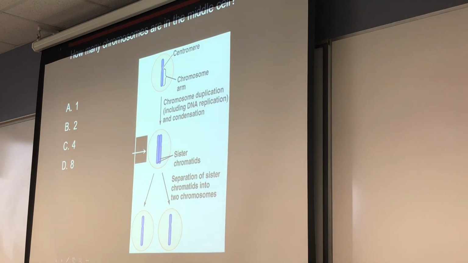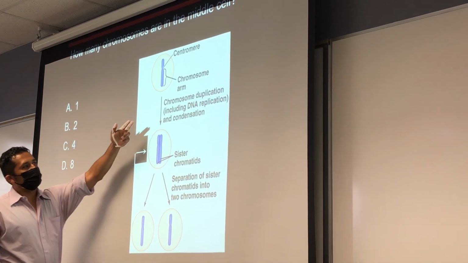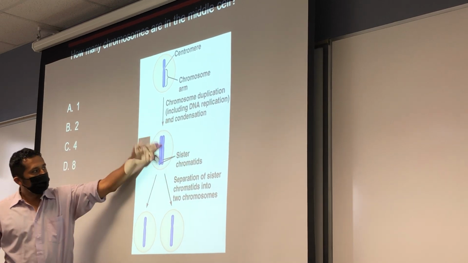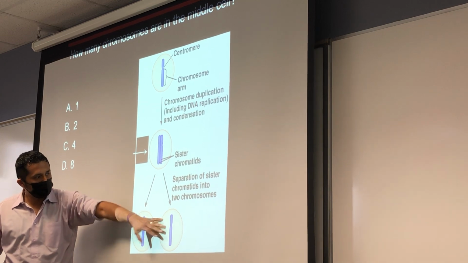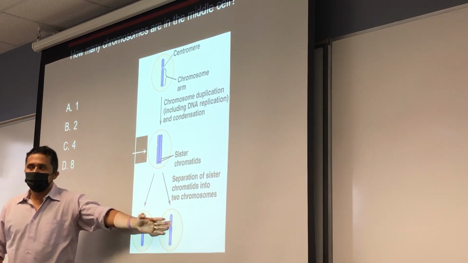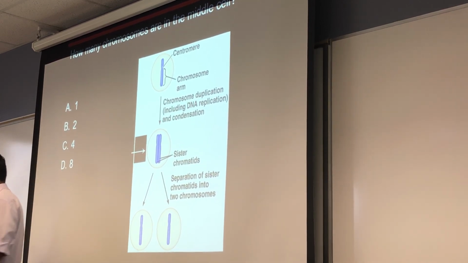So here you have this picture. You have the cell, and inside the nucleus you have the chromosome arms, and you have the centromere right here. Then you have the chromosome duplication, which includes DNA replication and condensation. And now you have this chromosome with the sister chromatids. Then you have separation to have the chromosomes inside the daughter cells.